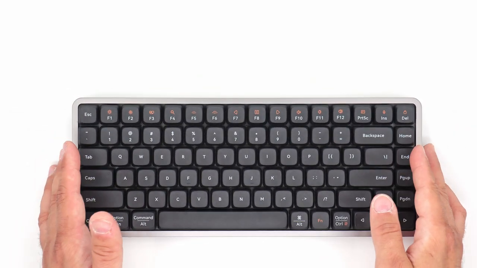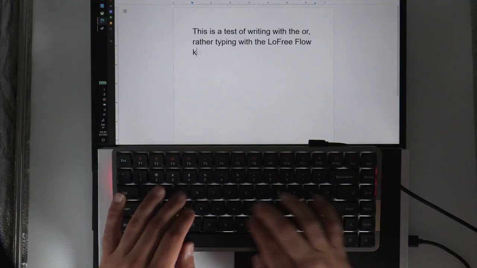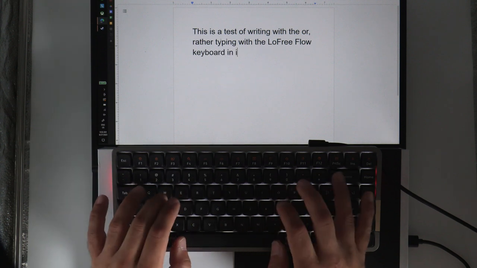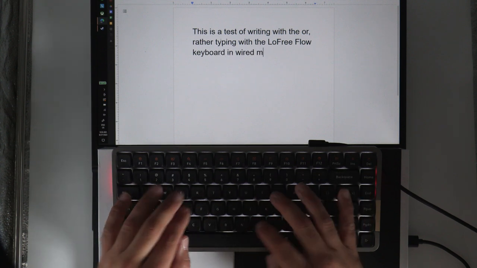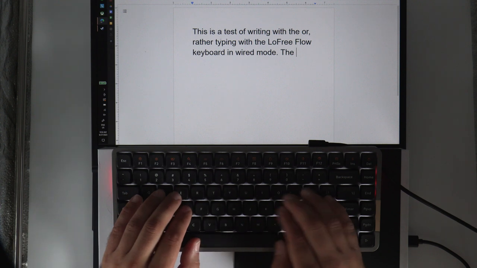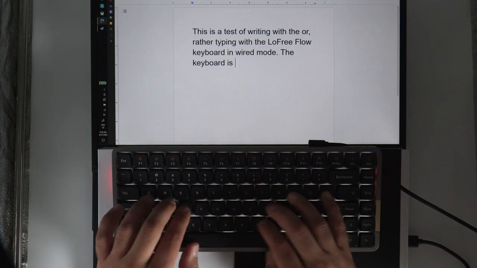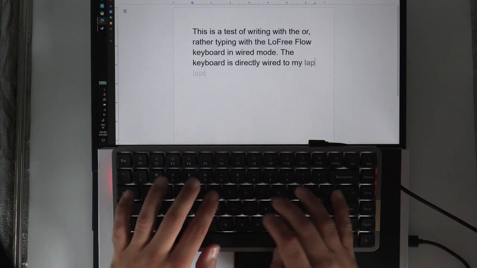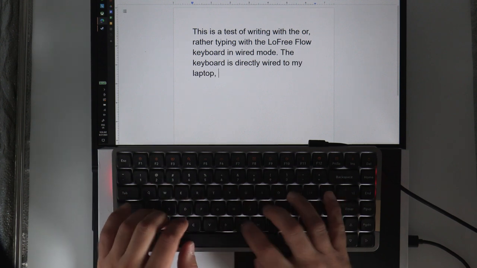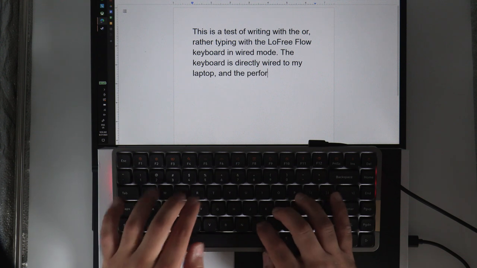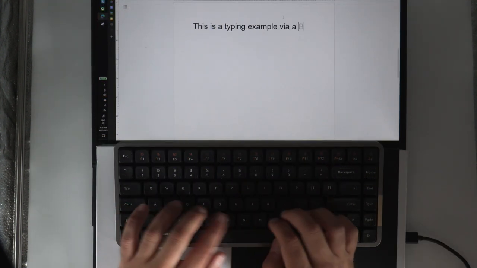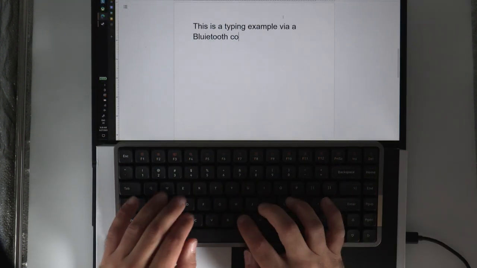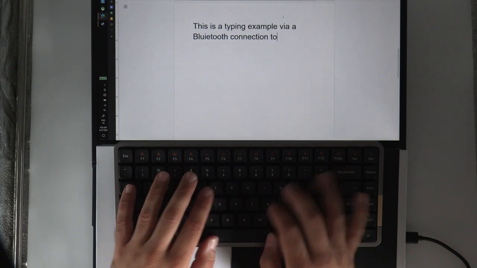So yeah, let's go. As far as the latency goes for the LowFree Flow keyboard, I used the speed mode of the camera, so I recorded footage at 480 frames per second, and then measured and did a conversion to convert that into milliseconds to get a value and have a better understanding of what we're talking about here.